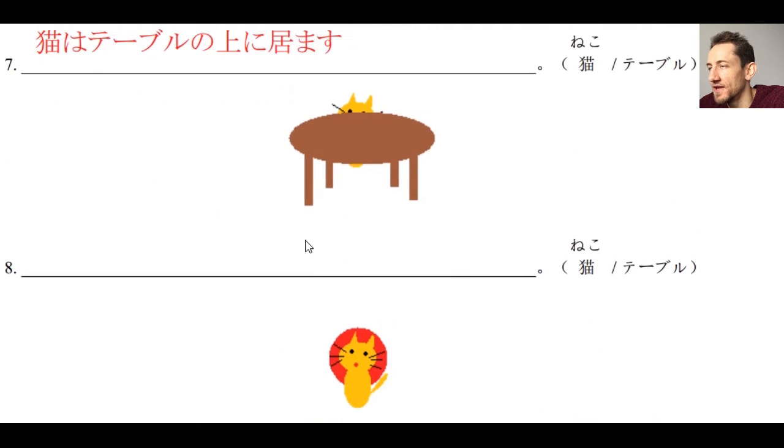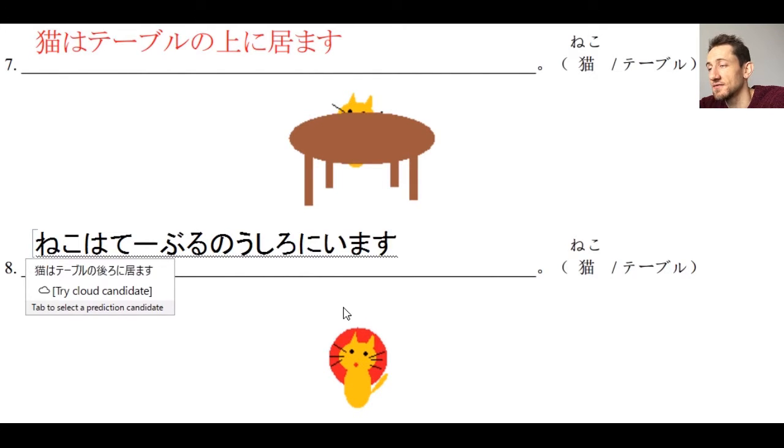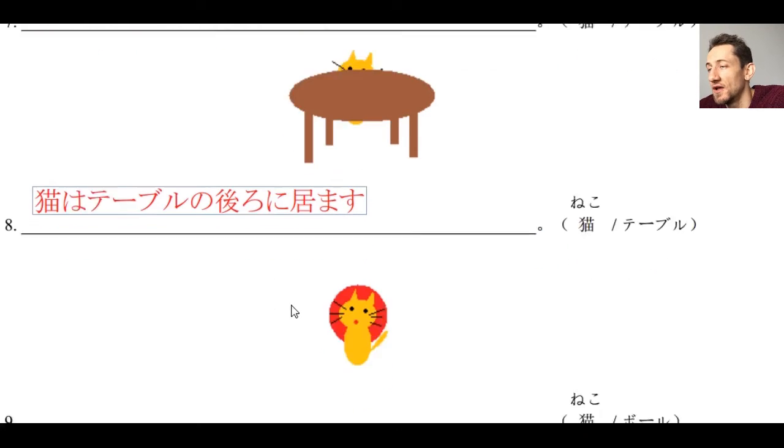And number 8, we have again, neko and teburu. This time the cat is behind the table. So we need to use ushiro. So, neko wa teburu no ushiro ni imasu. Here is the kanji character for ushiro. You can of course write it this way, or you can use hiragana, whichever.